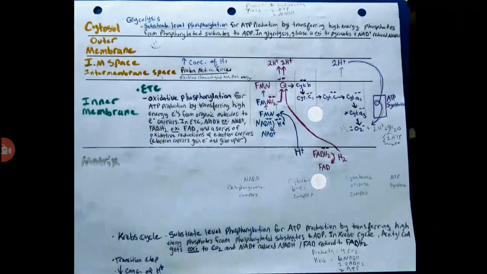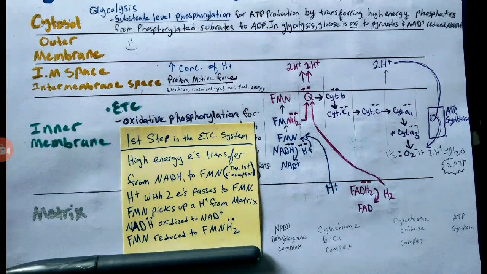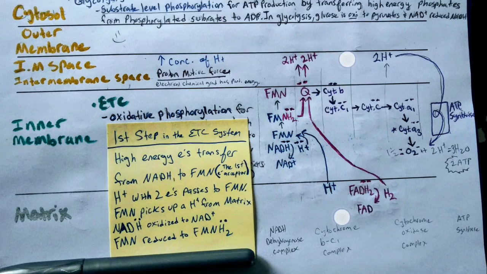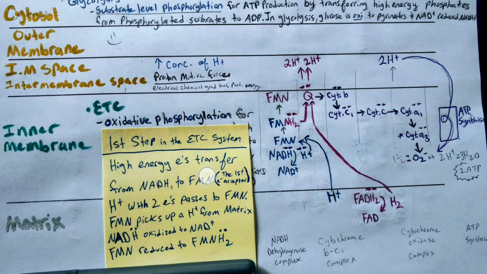So there's 3 steps for that. We have the first step in the electron transport chain. We have high energy electrons, hence those 2 dots there, get transferred from NADH to FMN, flavin mononucleotide. And also know that the first electron acceptor is the FMN.